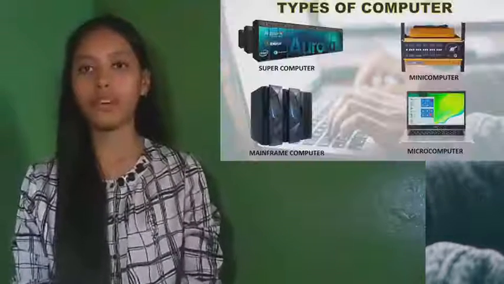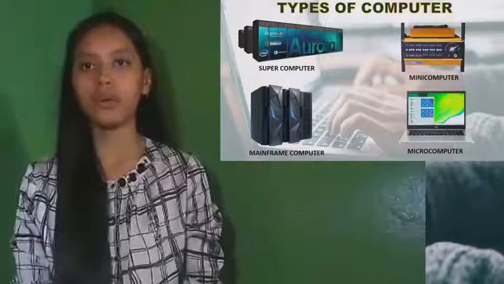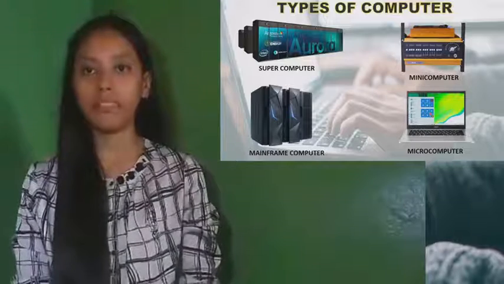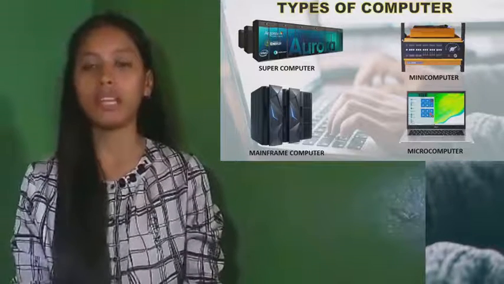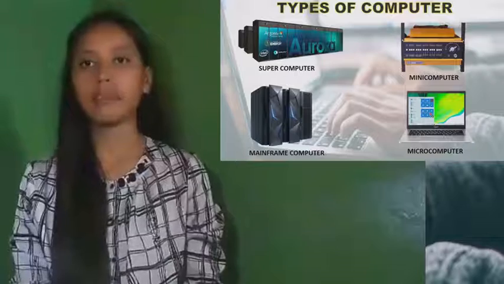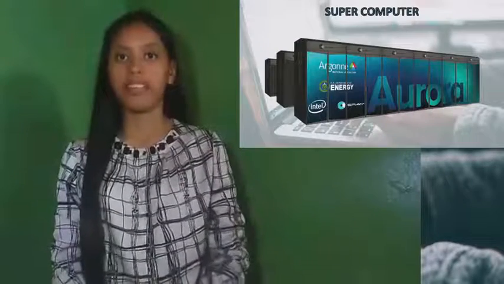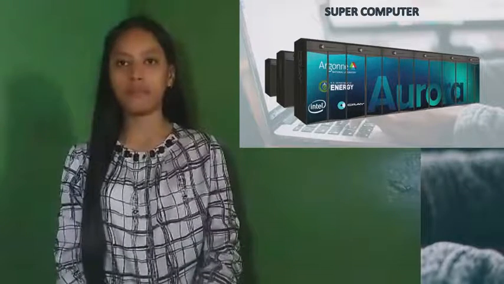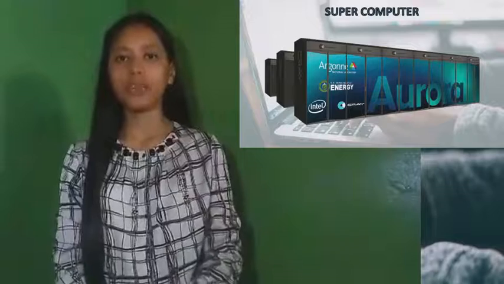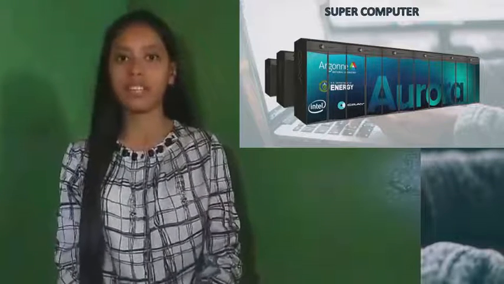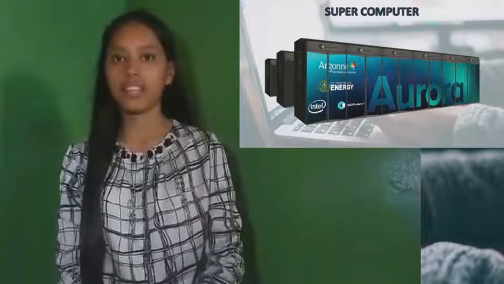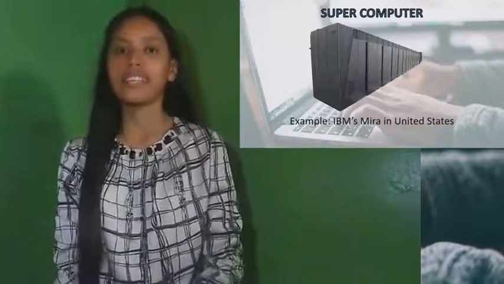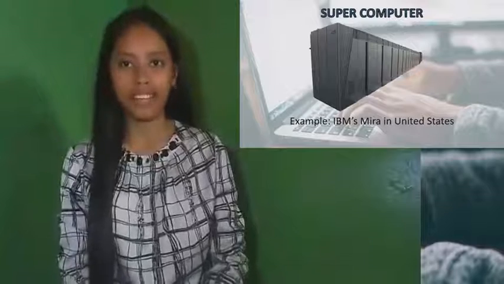There are 4 types of computer. First is supercomputer. Second is a mainframe computer. Third is a mini computer. And lastly, the microcomputer. Let's move first to supercomputer. This is the most powerful and most advanced in terms of performance and data processing. These computers are commonly used by large organizations to conduct specific tasks, such as weather forecasting, research, and exploration. Example of this is the IBM Mira in the United States.